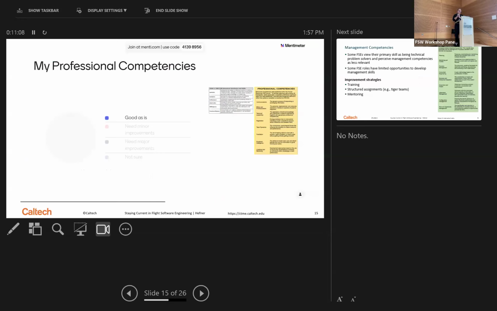Okay, same drill here, professional competencies. How many people think you're probably good as it is? I'm a professional, I probably got it. Okay, how many people think you probably need some minor improvements? Okay, and some major improvements? How many people aren't sure? Okay, a couple aren't sure, and again, I'd suggest you go off to these models and take a little bit more look.